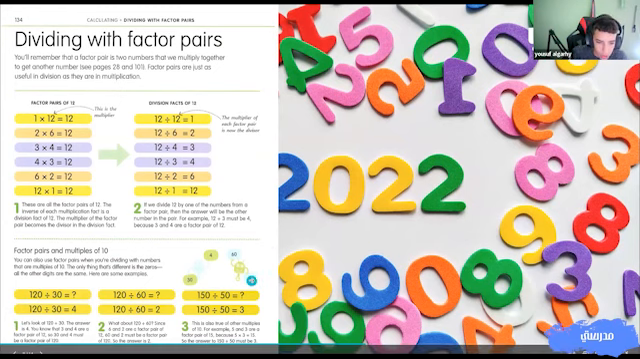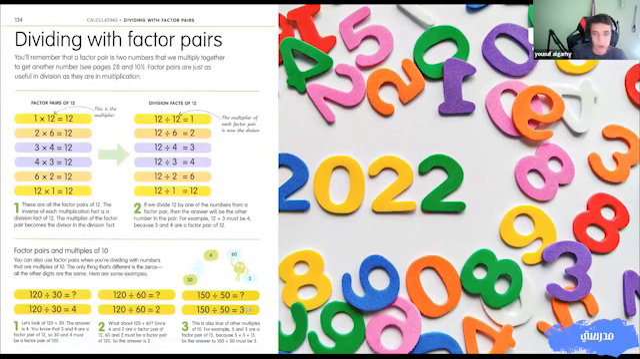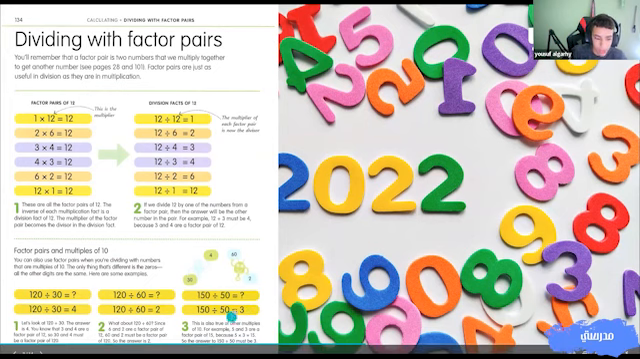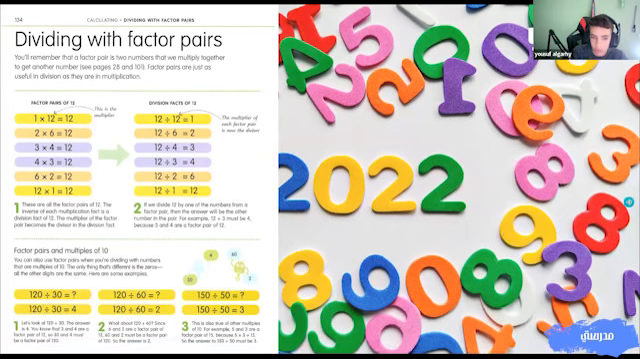So that would mean that 150 divided by 50 must be 3. Because, for example, 5 and 3 are a factor pair of 15. So the answer has to be 3. All right, so let's move on to the next one.